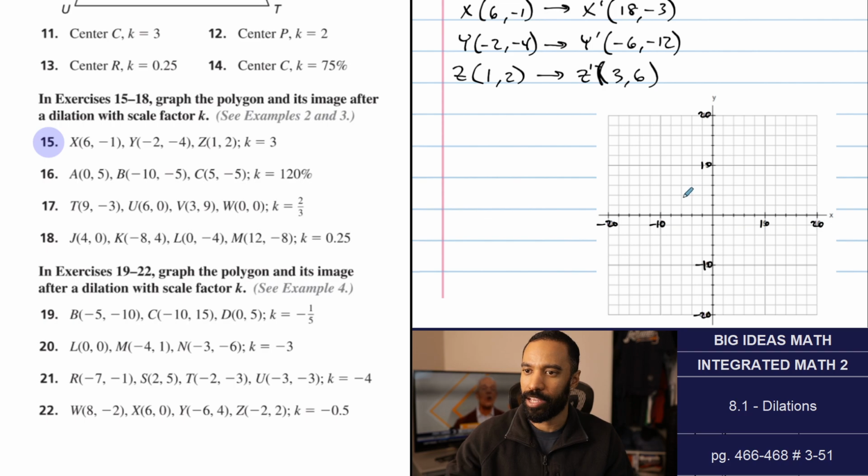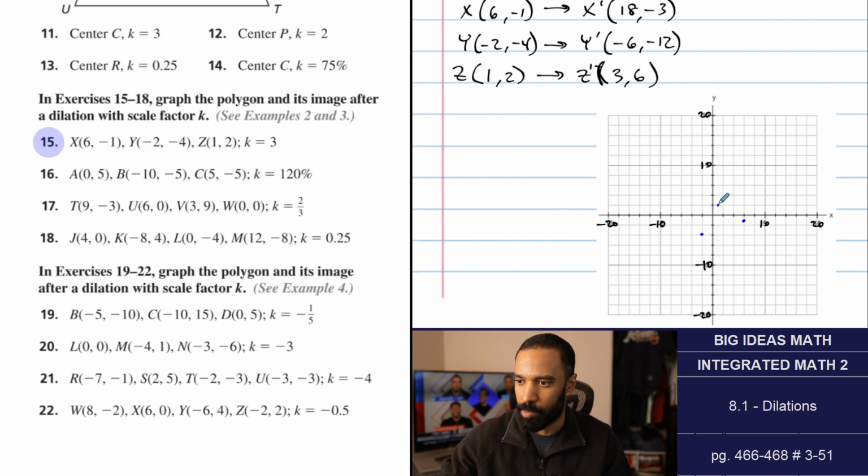So we'll go x, y, z at, remember 6 is now here. Here's 6, -1 for x. Y is -2, -4, and z is at 1, 2. So remember they are going by 2s. So z, x, and y. Now everything's going to be tripled in size. Let's first connect those.